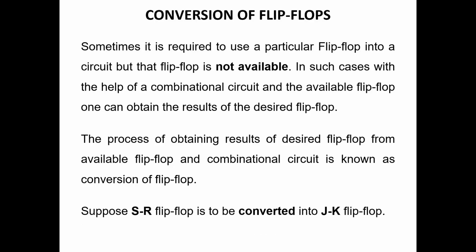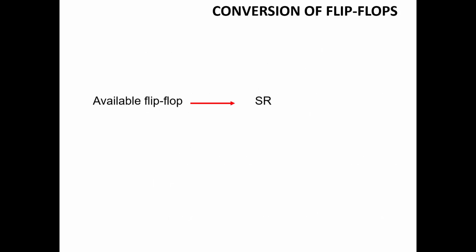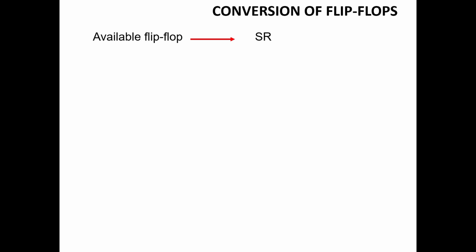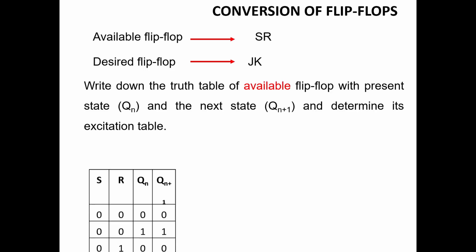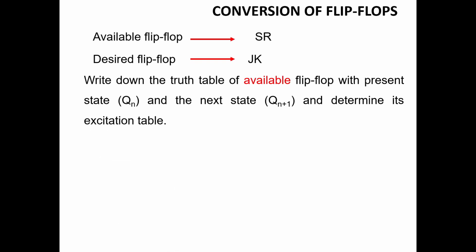Let us take an example. Suppose an SR flip-flop is to be converted into a JK flip-flop. The available flip-flop is SR, and the desired flip-flop is JK. Write down the truth table of the available flip-flop with the present state Qn and the next state Qn+1, and determine its excitation table. It means write down the truth table of the SR flip-flop. In this particular case, the truth table of the SR flip-flop is as shown.